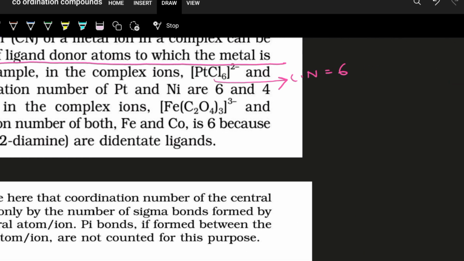But for bidentate ligand, oxalate ions, oxalato, each is 2 minus, there are 3. So the coordination number is equal to 3 into 2, which is equal to 6. Valency: how do we write? C2O4 2 minus. So valency, what will we say? 2. So 3 2s are 6.